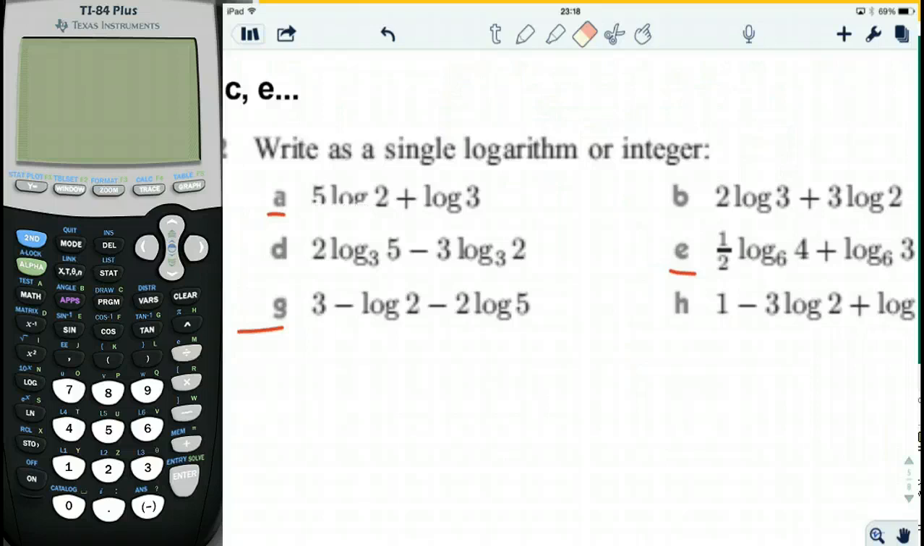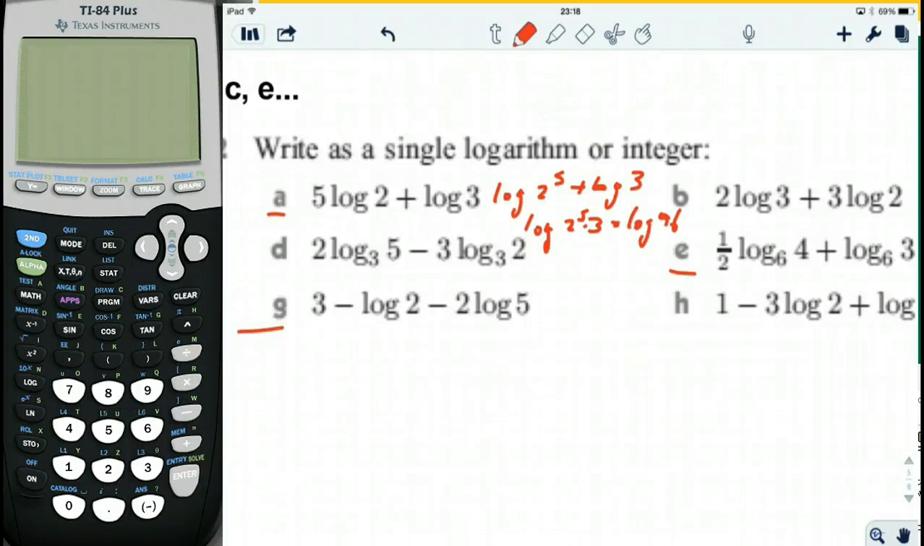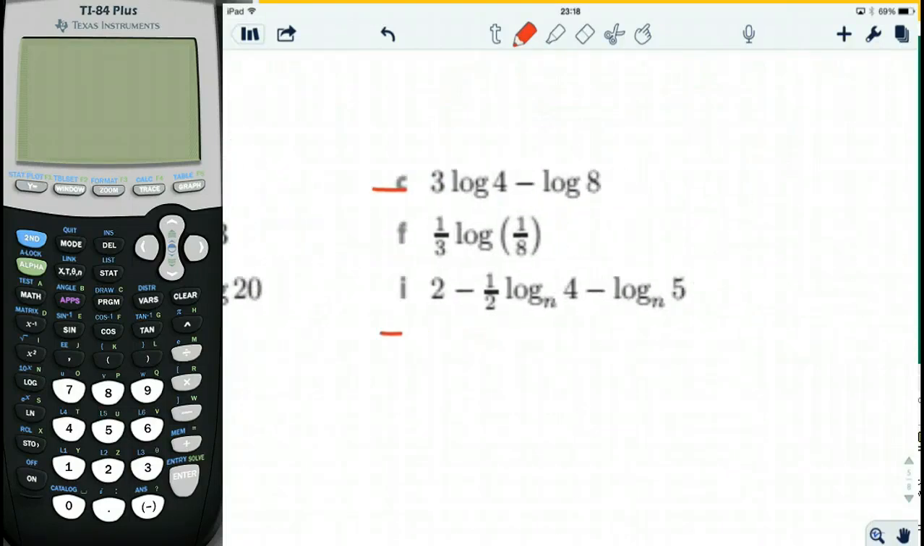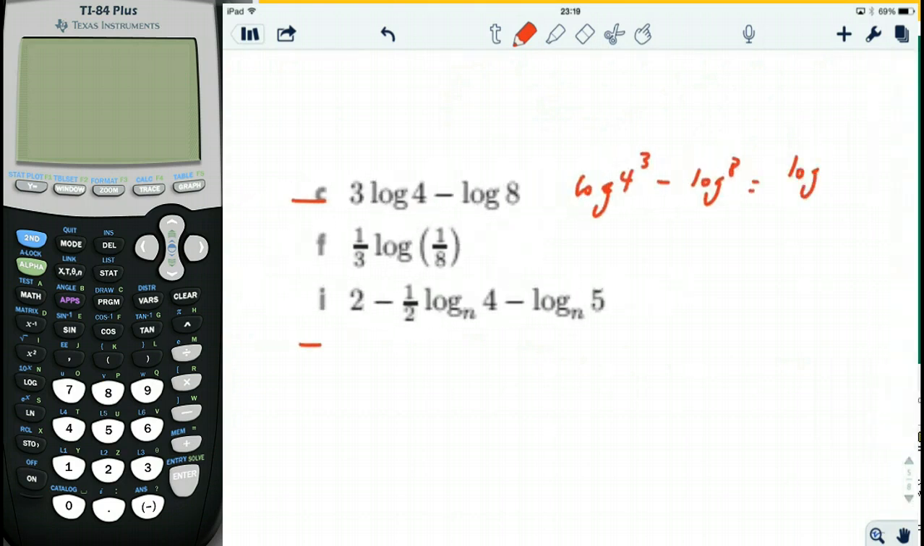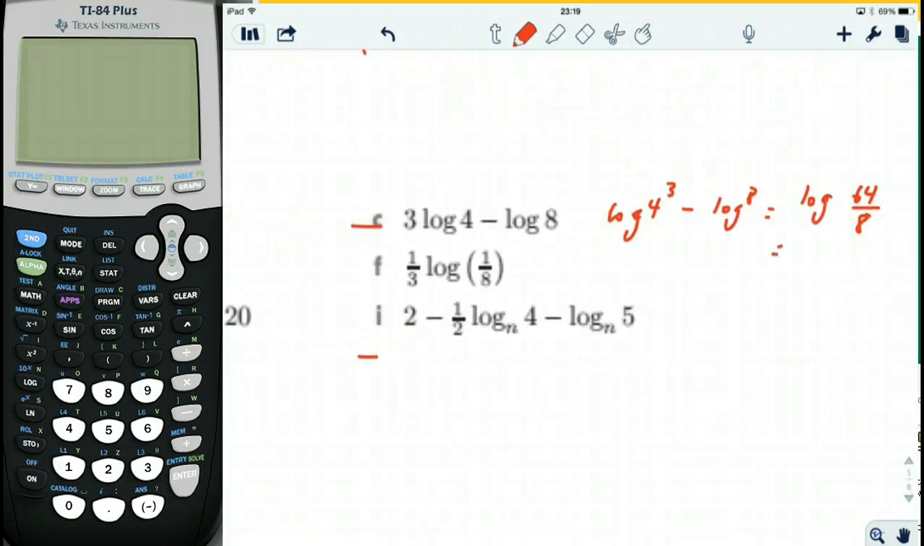Remember that 5 log of 2 is equal to log 2 to the 5th plus log 3. And so now you can multiply those together. 2 to the 5th times 3 to the 5th is 32 times 3 is 96. So that's the log of 96. 3 log 4, that's the same thing as log of 4 to the 3rd minus log of 8, which is equal to log of 4 to the 3rd, which is 64 divided by 8, which is equal to the log of 8.